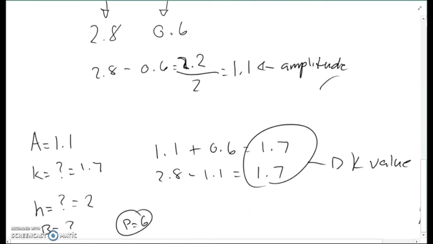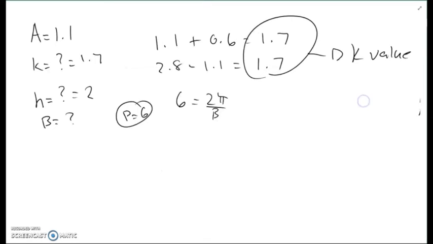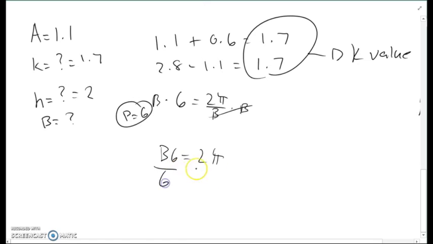In order to find the frequency, you need to plug in 6 equals 2 pi over b. Now you have to get b by itself. So you multiply b on both sides, so it'll be 6b equals 2 pi, and you divide both sides by 6. So b equals 2 pi over 6, and you can simplify that into pi over 3. So b equals pi over 3.